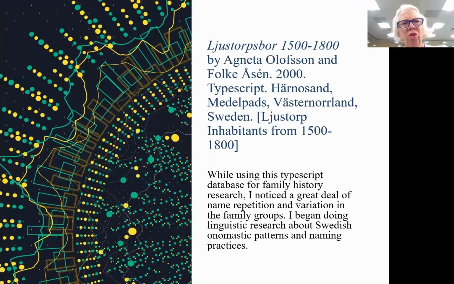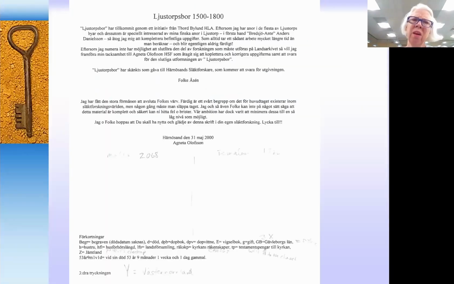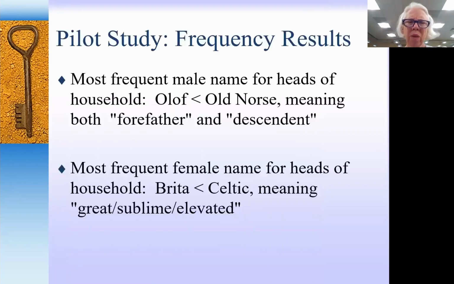And then while I was using this database that I got from them for family history research, I noticed a great deal of name repetition and variation in the family groups. So I began doing linguistic research about Swedish onomastic patterns and naming practices to try to understand the data I was looking at. That's the title page and the copyright page of that book that I received. It wasn't a hardbound book, it was a softbound book. And I started studying the names of the people in the families as I was getting names for my direct line ancestors and collateral ancestors.